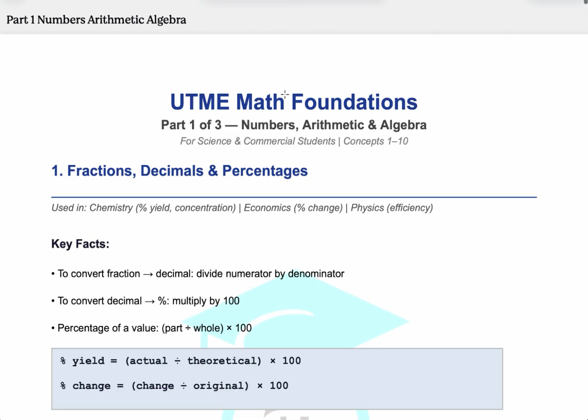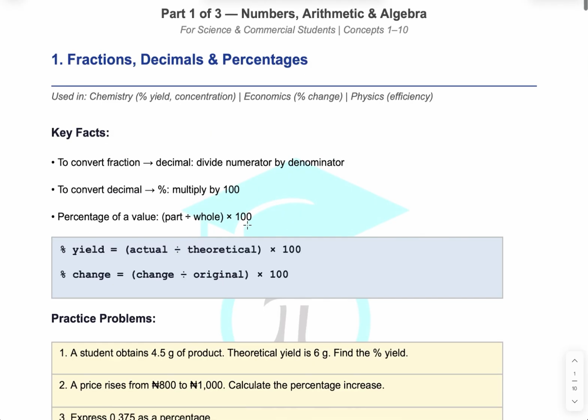The first one is fractions, decimals, and percentages. This is very, very important if you are going to excel in your UTME. I'm going to show you how to convert from fraction to decimal and then how to divide by the denominator and all of those things. Everything is going to be covered in the entire playlist.